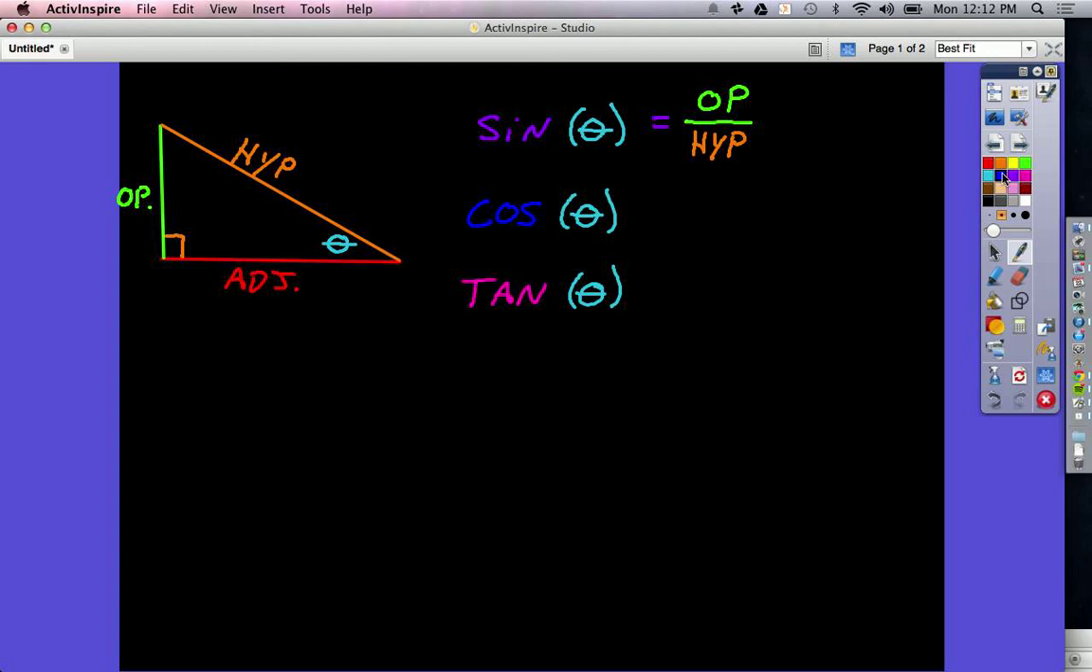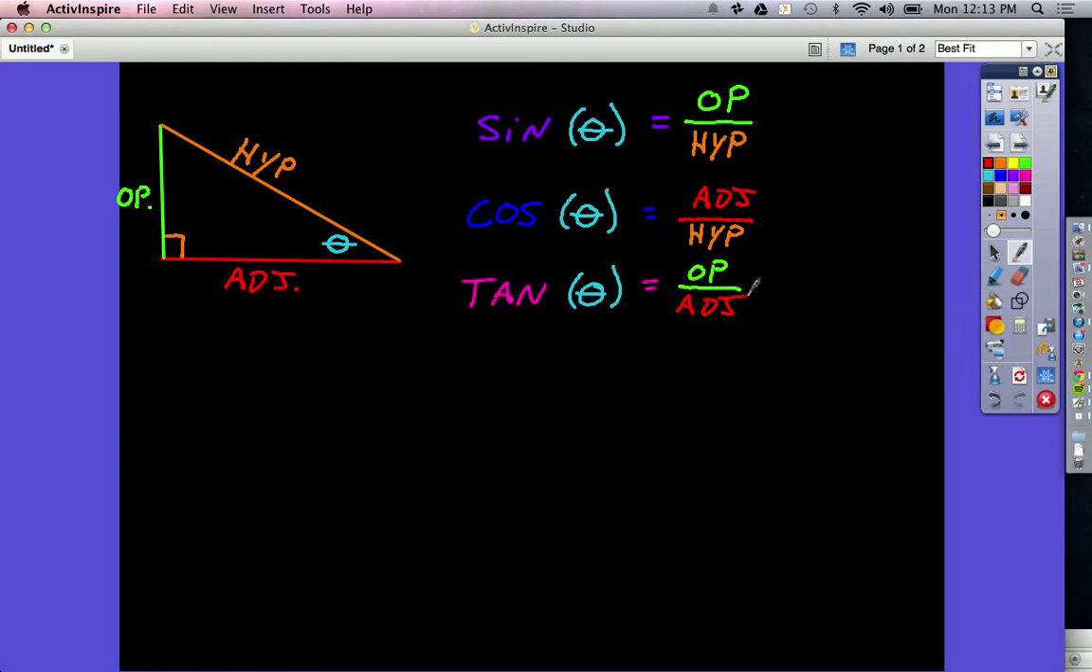The cosine is equal to the adjacent side divided by the hypotenuse. And the tangent is equal to the opposite over the adjacent.